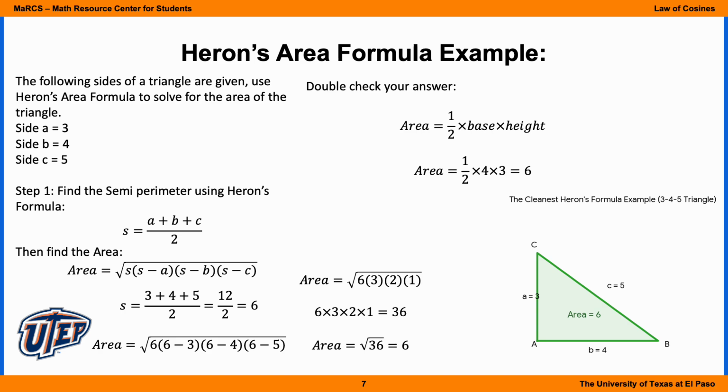Now we can double check our answer because we are using it on a right triangle. In our case, the base would be the side of length 4, and the height is the side a, which is equal to 3. So we'll have 1/2 times 4 times 3, and that is equal to 6.